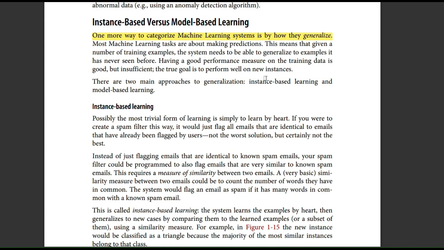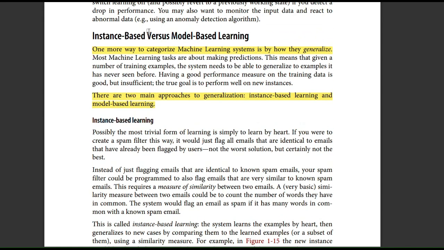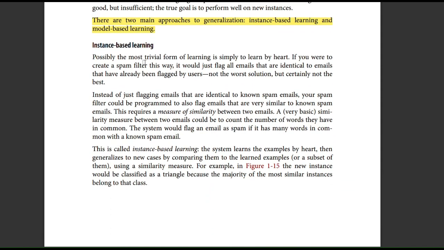Most machine learning tasks are about making predictions. This means that given a number of training examples, the system needs to be able to generalize to examples it has never seen before. Having a good performance measure on the training data is good but insufficient. The true goal is to perform well on new instances. There are two main approaches to generalization: instance-based learning or model-based learning. So this type of classification of machine learning models is based upon generalization, how well the model generalizes to new examples.